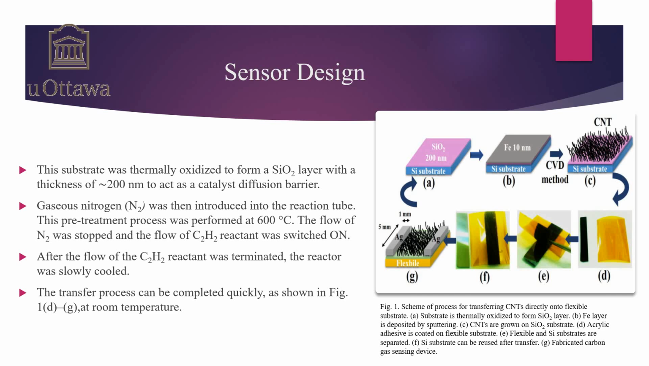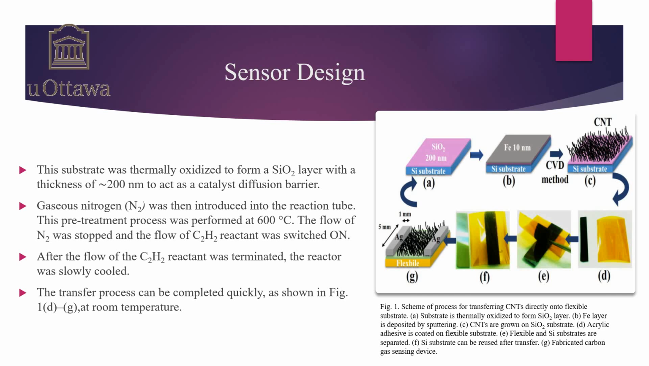Figure 1 schematically shows a procedure for fabricating a flexible gas sensor based on CNT thin films obtained using chemical vapor deposition. The substrate was thermally oxidized to form a silicon dioxide, SiO2, layer that has a thickness of approximately 200 nanometer. This is shown in figure 1a and acts as a catalyst diffusion barrier. A 10 nanometer thick iron layer was deposited via sputtering. Then silicon substrates were loaded into an aluminum oxide boat. This was placed horizontally in the tube furnace.